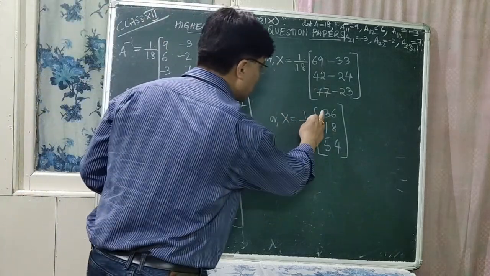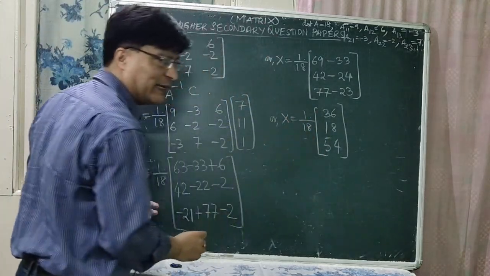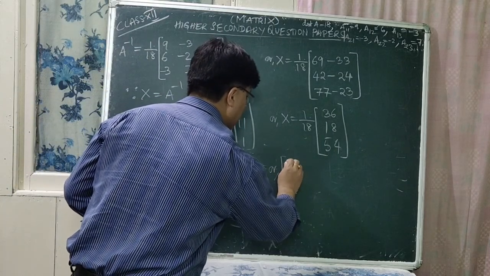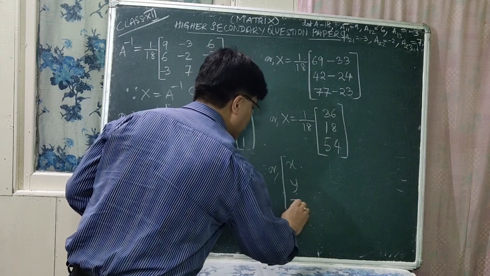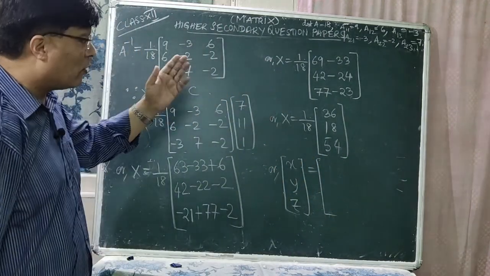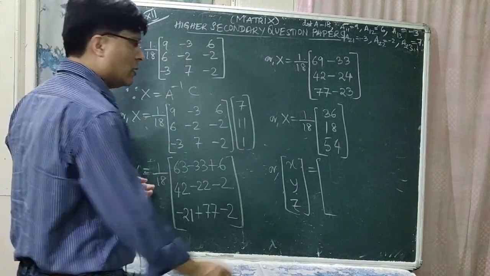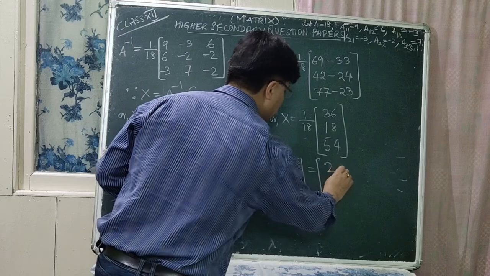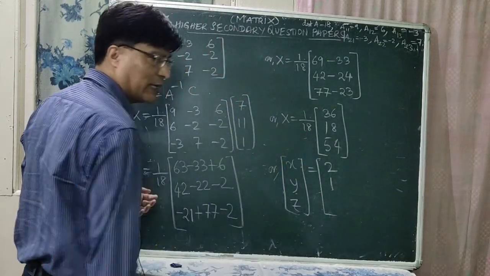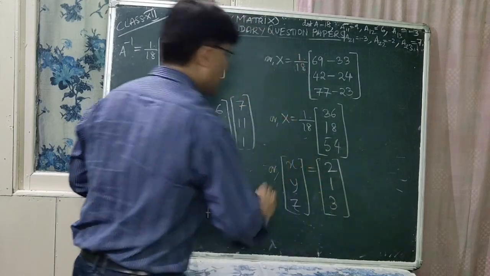So all the elements of the column matrix must be multiplied by the scalar, that is 1 by 18. Or you can write here, instead of capital X, the column matrix, that is XYZ, and then multiply all the elements in the matrix by 1 by 18. What do we get? 1 by 18 and 36, 18 twos are 36. 1 by 18 into 18, 18 gets cancelled, you will get 1. Then 18 threes are 54.